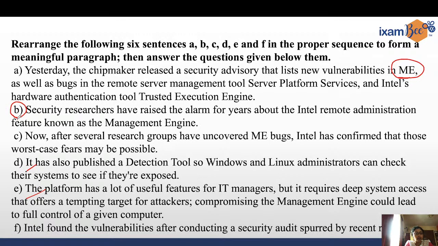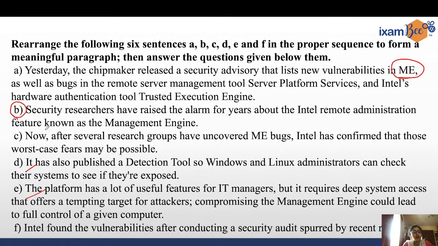Now that we are done, we know the platform we are talking about. "Security researchers have raised the alarm for years about Intel remote administration feature known as the management engine." So the management engine was introduced by Intel, but there are some problems. Raise the alarm means security people are telling that there are some problems related to security. So now we know what this passage is all about: security issues related to the Intel remote administration feature known as the management engine. Fine. Now we need to find the second sentence.